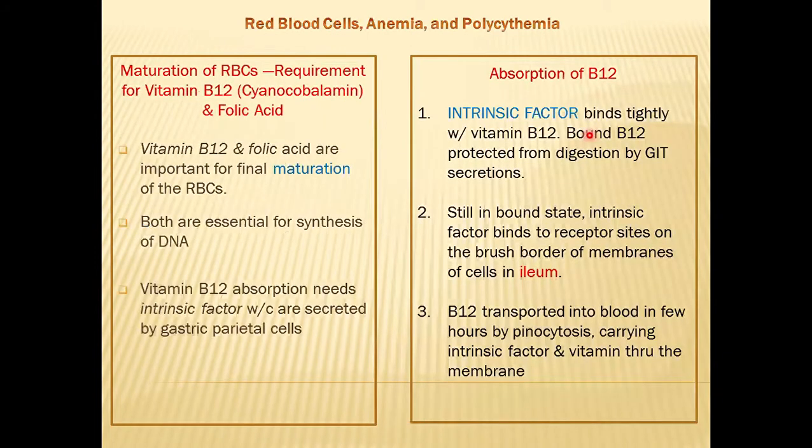Okay. So for maturation of RBC, what are the requirements? You need vitamin B12 and folic acid. These are important for maturation of RBC, and both are essential for synthesis of DNA. Any question? And vitamin B12 absorption needs the intrinsic factor. And where do you find the intrinsic factor? They are found in the gastric parietal cells.